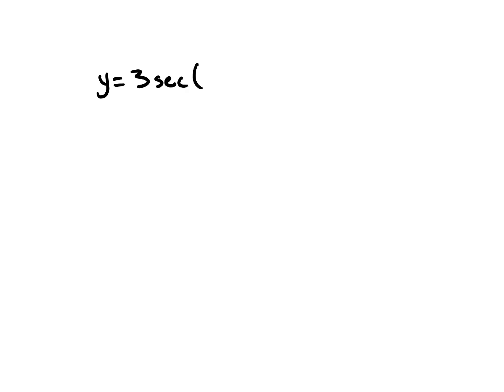You want a variable? Yeah. Let's pick a coefficient with a variable. What do we want? 2x. All right. I like it. Cool. So we're going to graph 3 secant of 2x. That's what we're going to graph.